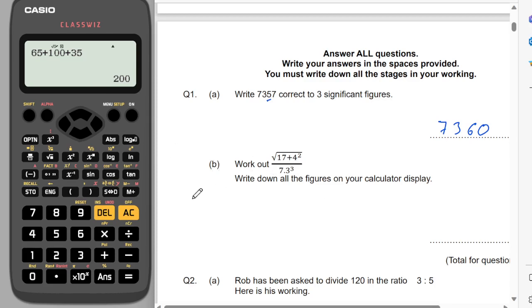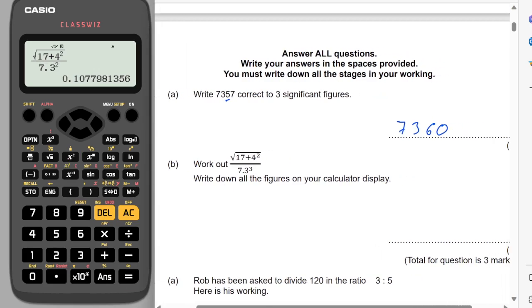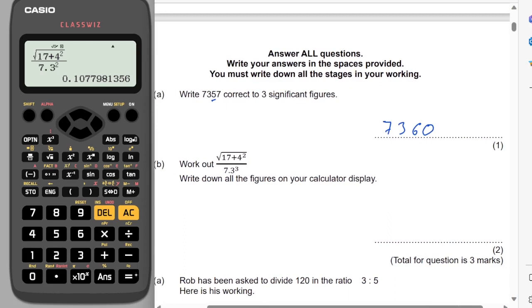But part B, then, work out. So fraction button, square root 17 plus 4 squared. I'm just going to type it in exactly as it appears, divided by 7.3 squared. I tend to just write these straight into my calculator to save me having to write anything else down. So we're looking at 0.1077981356. Let's make that 3 a little bit clearer.